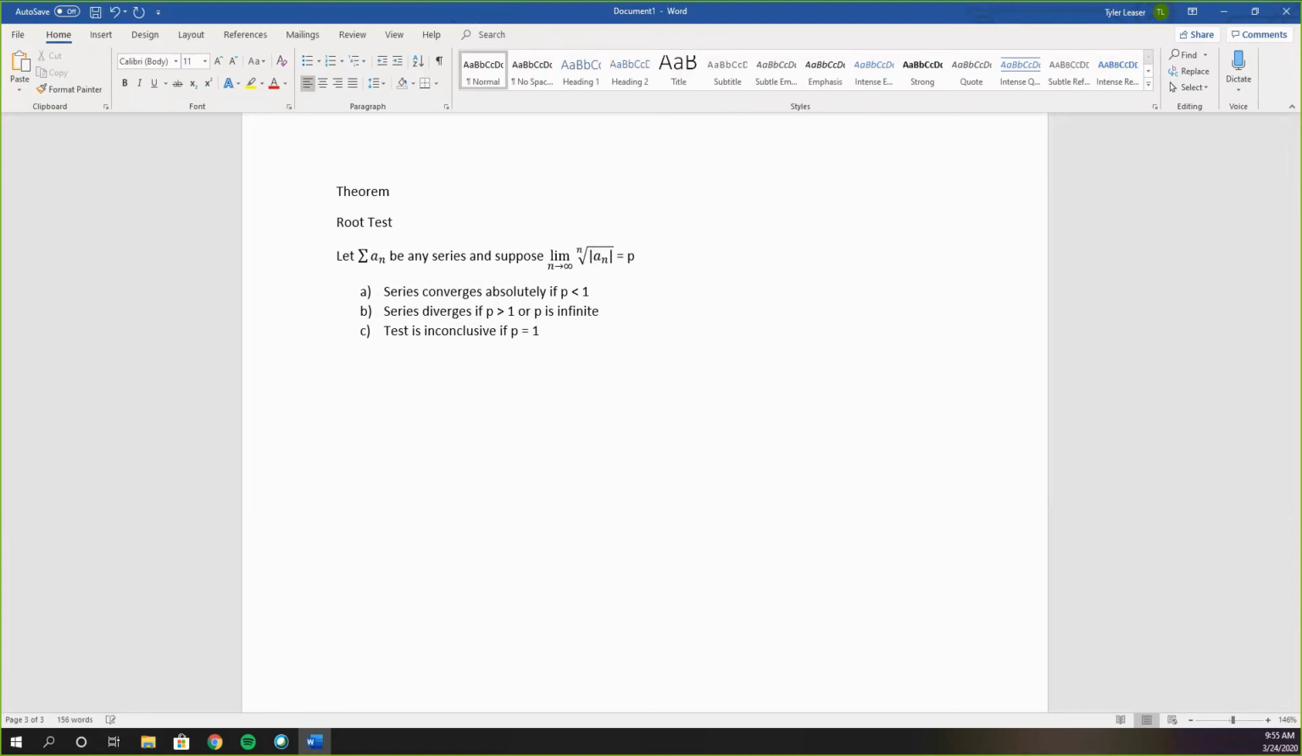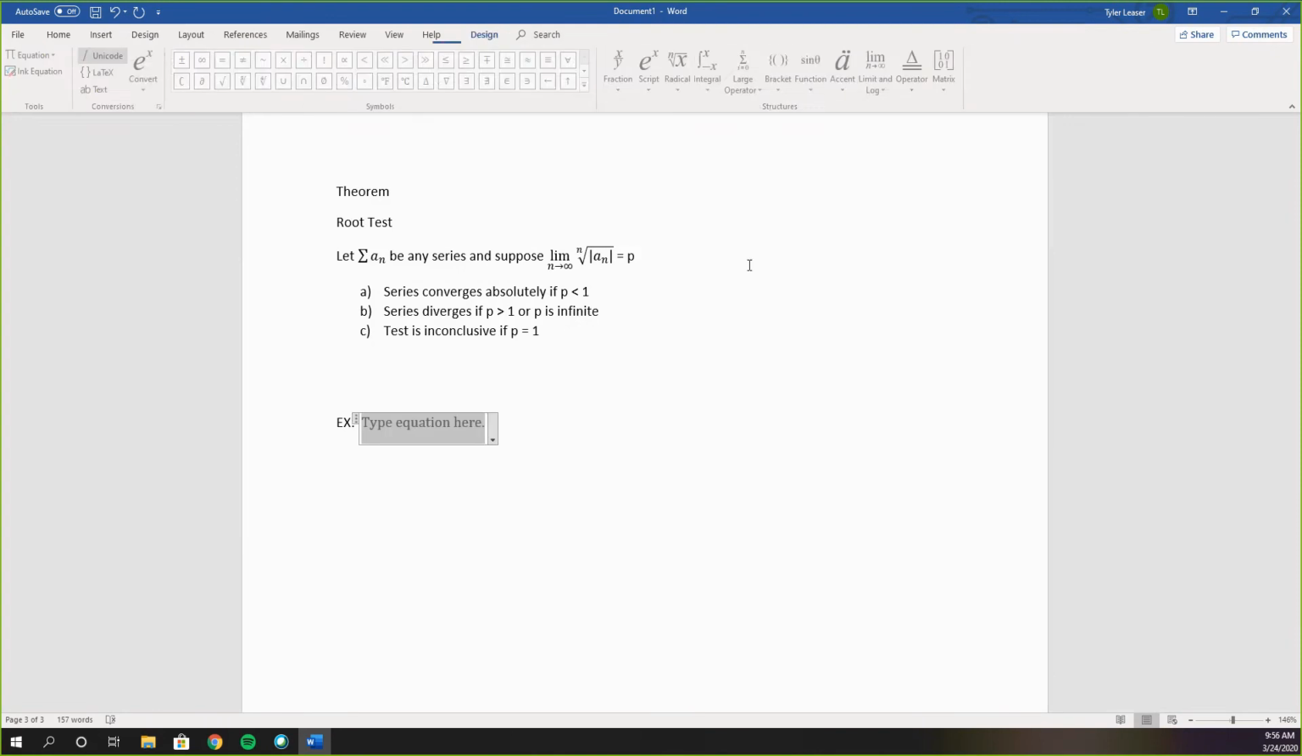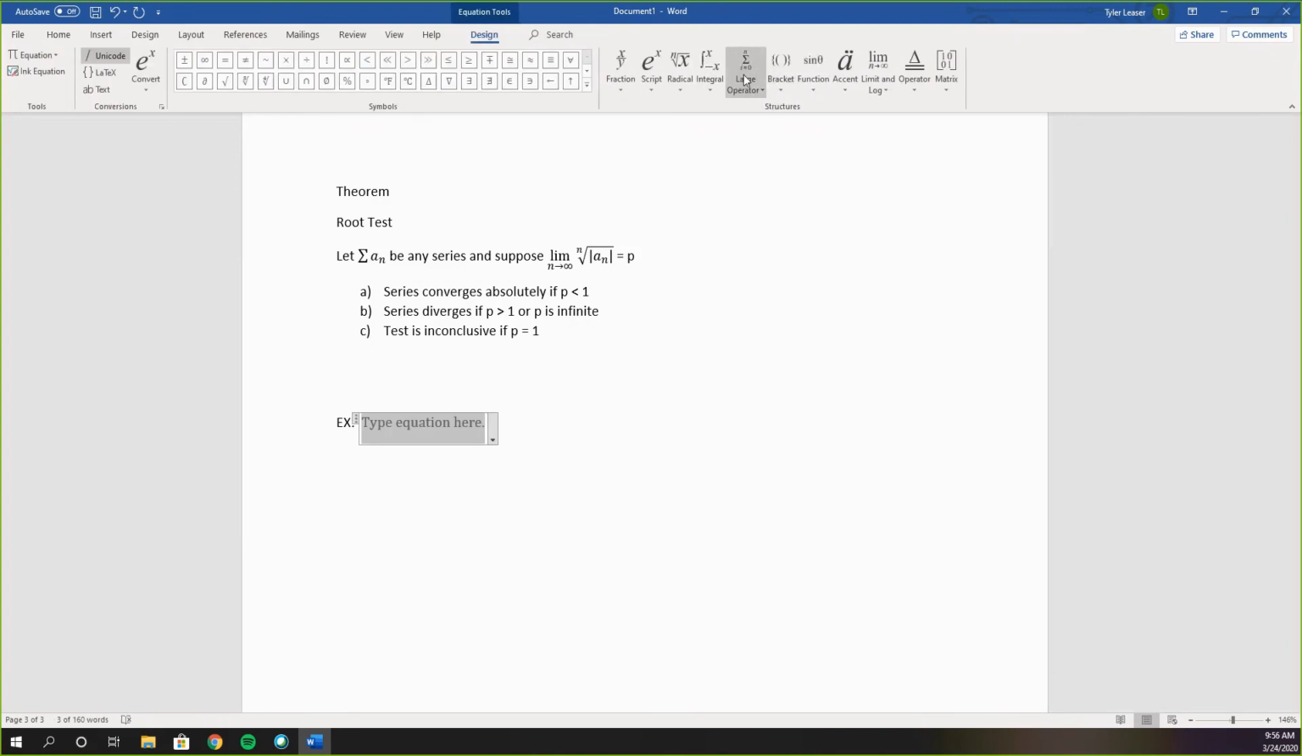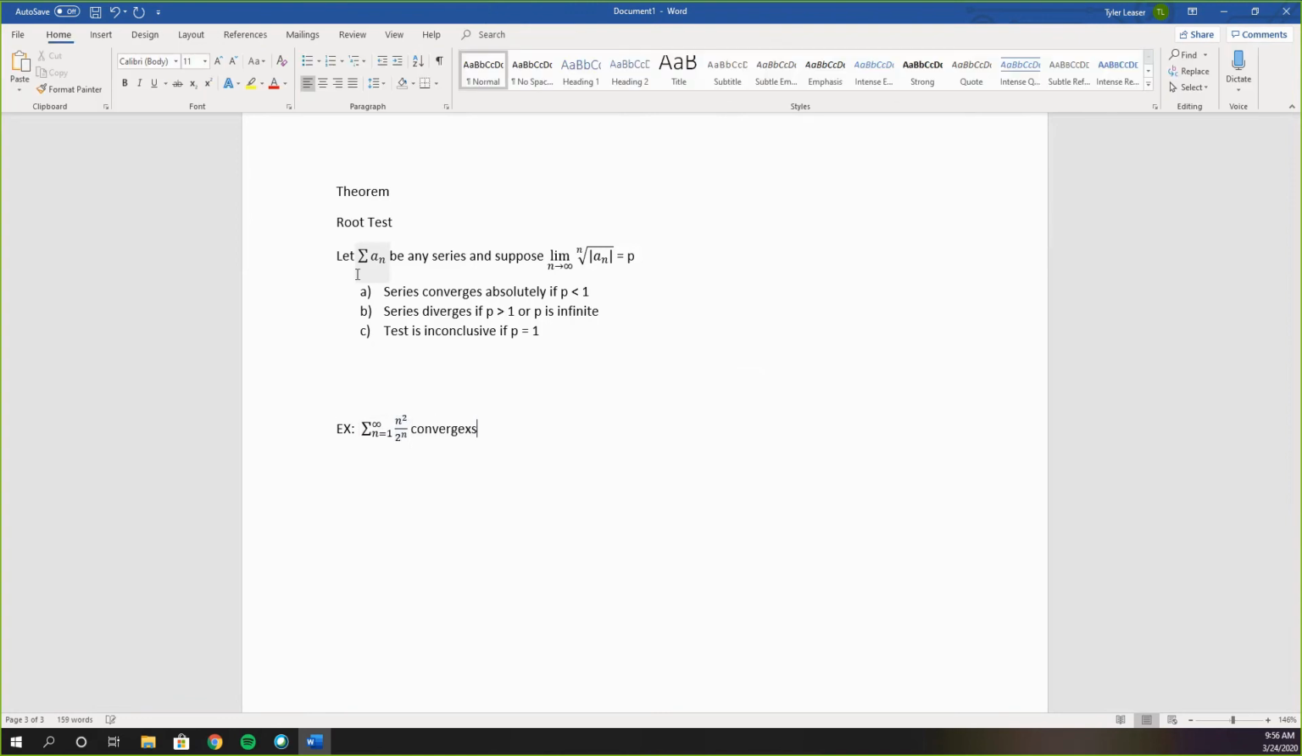Let's look at this example. This should also kind of show you when to use the root test and when to use the ratio test. So our first example, we're looking at the series as n goes from 1 to infinity of n squared divided by 2 to the n. And we want to know, does this converge?